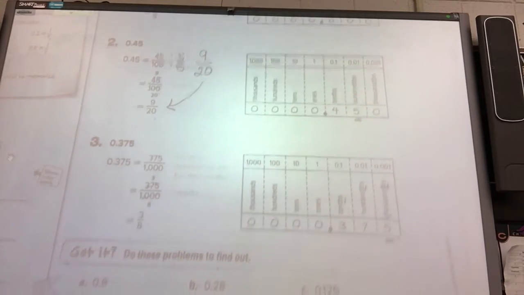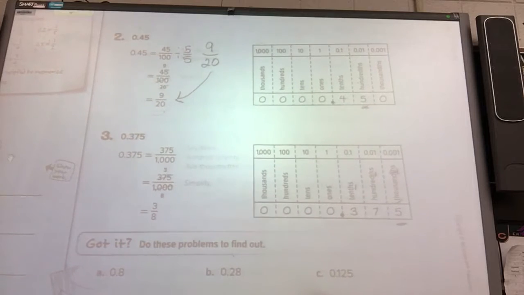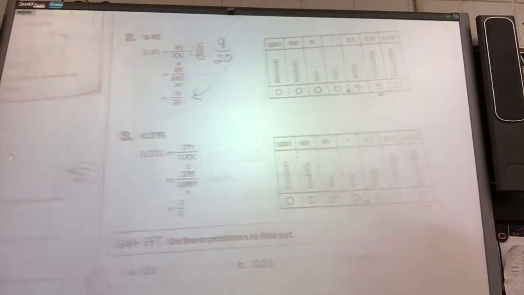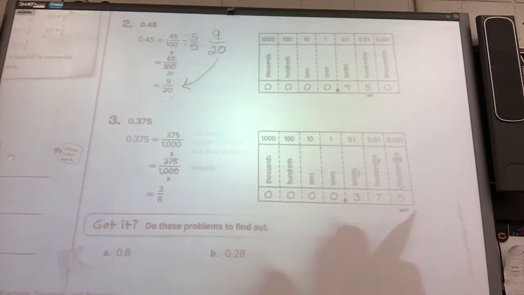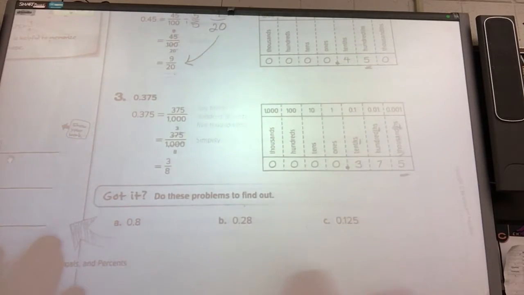Okay, I want you to pause for a moment and try these got it problems on your own. Just think about this place value chart, plug those numbers in, and write it over that number and simplify if you can. I'm going to go over the answers in 5, 4, 3, 2, 1.